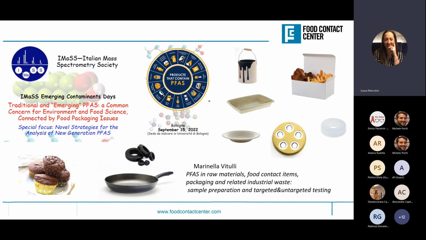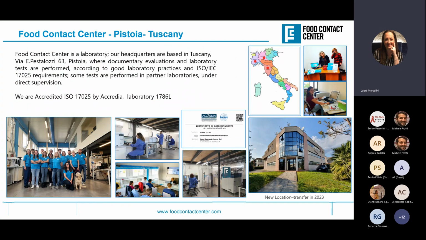I will discuss new PFAS, and this kind of contamination in food contact materials. My company is focused on packaging and on something different from packaging, something that we call food contact materials, so frying pans and every kind of surface that comes into contact with the food. Just a few words to describe my company.